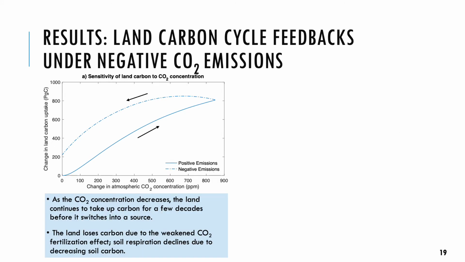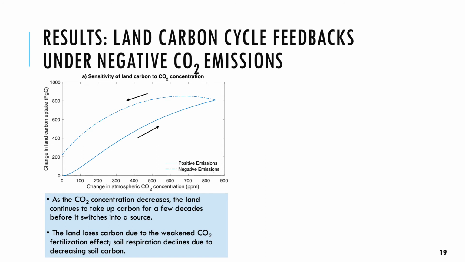Now the figure A you see here is the same figure A shown before, but this time I've added the dot dash line that represents the negative emissions phase. And we see that in the negative emissions phase, as CO2 concentration decreases, the land continues to take up carbon for a few decades before it switches into a source.